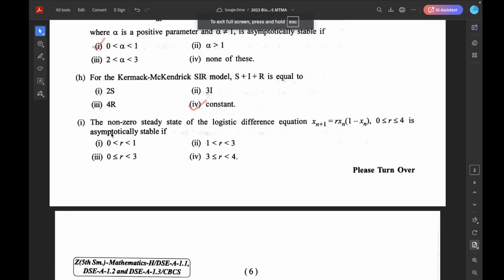Next question: the non-zero steady state of the logistic difference equation x(n+1) equals r x(n) (1 minus x(n)), with 0 less than or equal to r less than or equal to 4, is asymptotically stable if what?